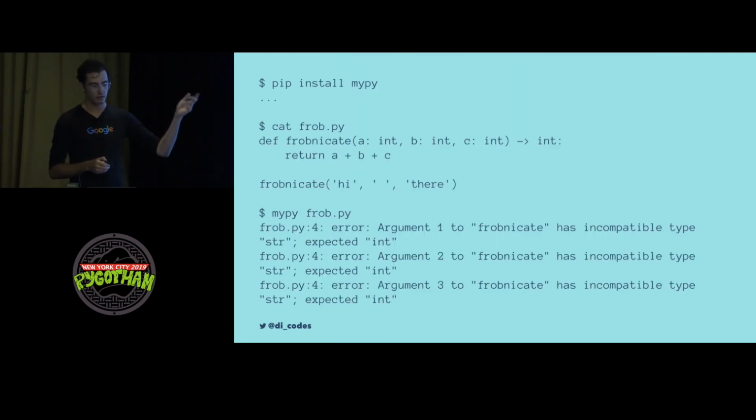You can install it, create a file with some static types. And then if they're wrong, it will warn you. It will tell you, hey, you told me that this argument should be an integer. It looks like you're calling it with a string. That's a type error. So there are actually a bunch of type checkers besides mypy.